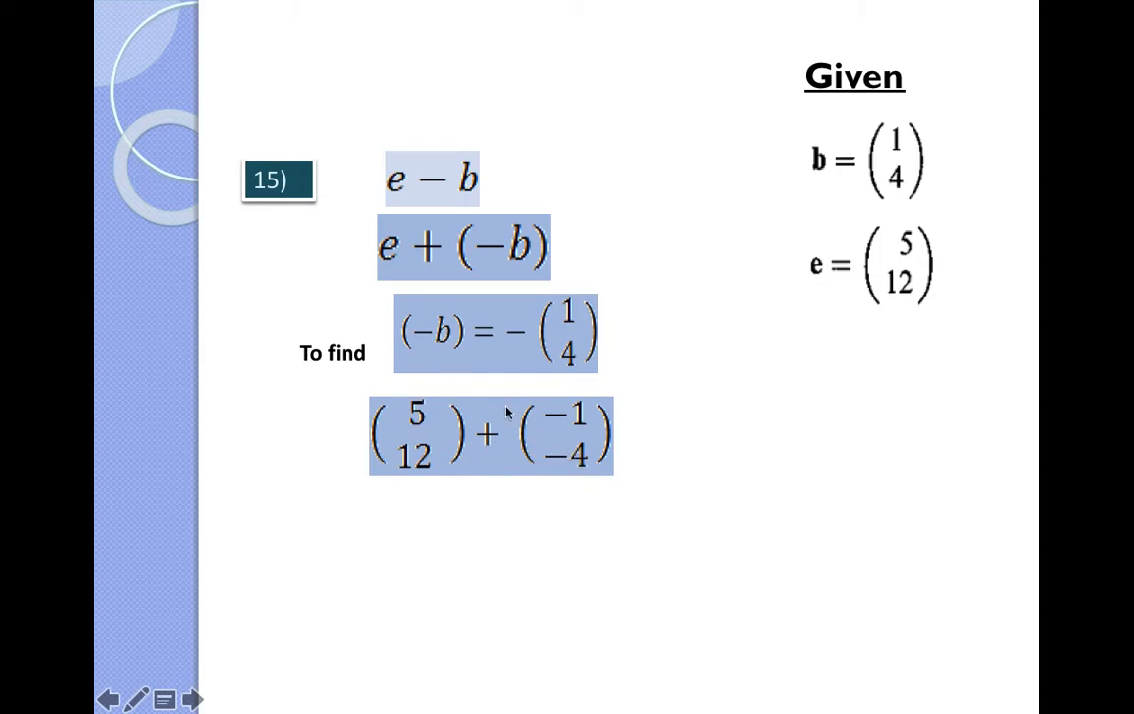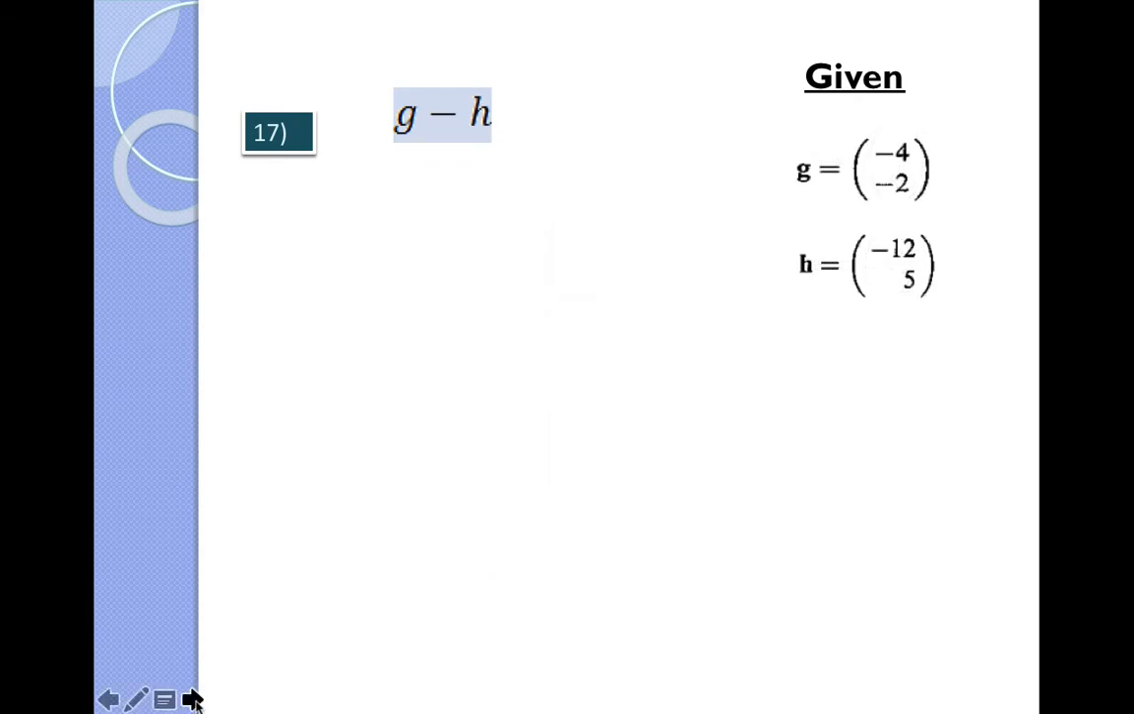Now you will add the x components, 5 plus negative 1 you will get 4, and 12 plus negative 4 you will get 8. So this is the answer, the vector in component form. You have written the vector in component form as per the question.